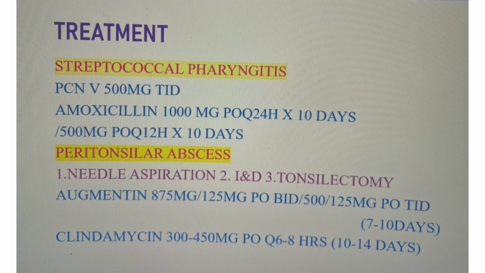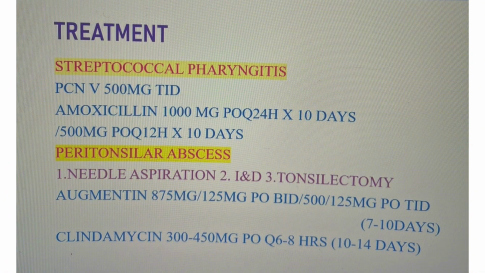We can use the same treatment as supportive treatment for streptococcal pharyngitis. But once it's diagnosed, we need to order antibiotics. The first line treatment is penicillin V, 500 milligrams TID for 10 days. Or amoxicillin once daily for 10 days, or 500 milligrams BID for 10 days.